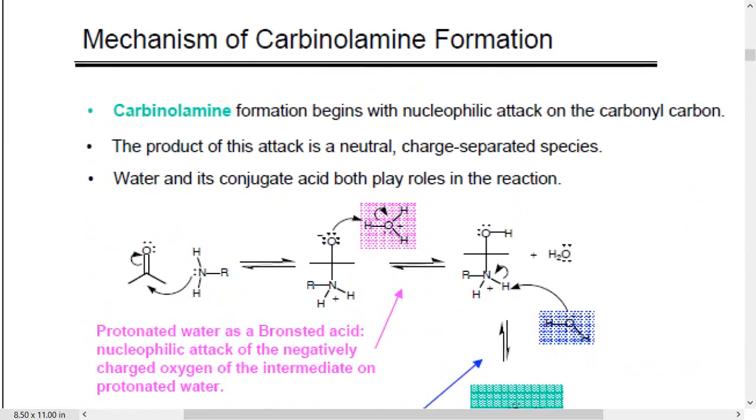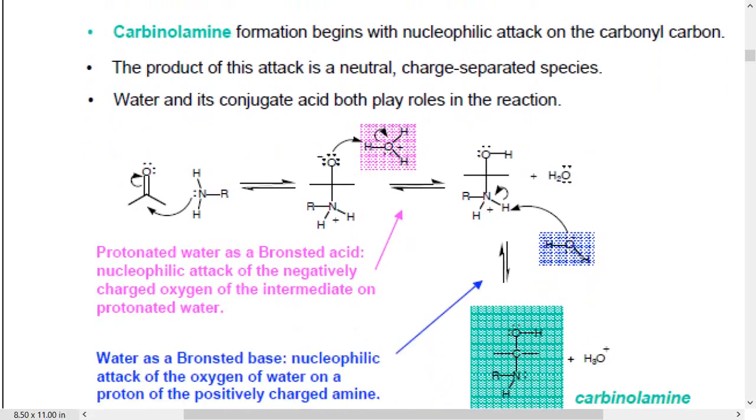Carbinolamine formation begins with nucleophilic attack on the carbonyl carbon. You have a carbonyl carbon where the nucleophilic attack is going to happen. Water and its conjugate acid both play a role. What will be the conjugate acid of water? If you have water and a proton comes and joins this water, it forms a hydronium ion. A hydronium ion is the conjugate acid of water. So water and its conjugate acid both play an important role in the reaction.